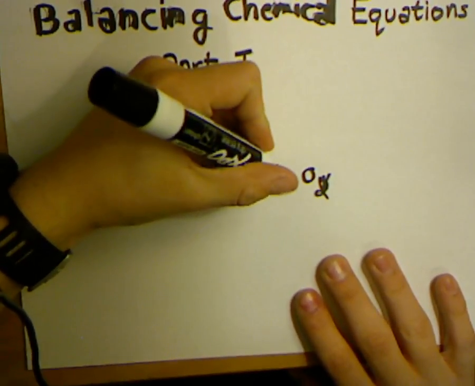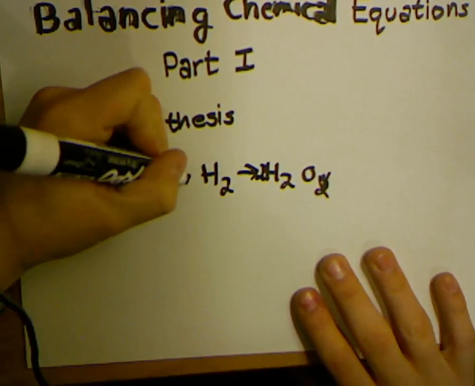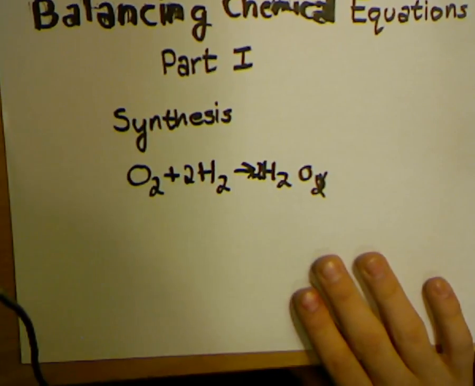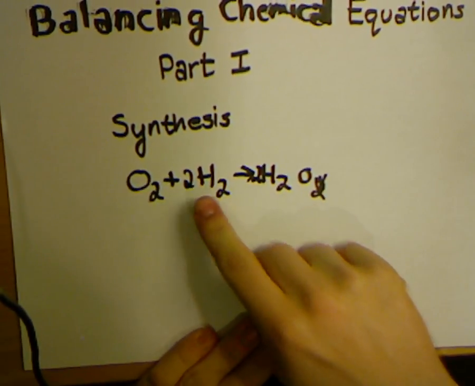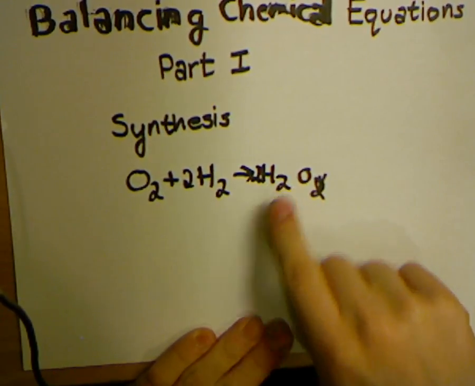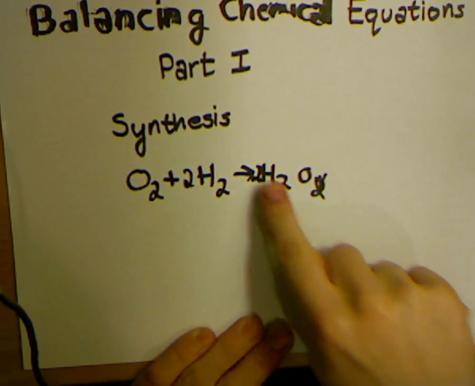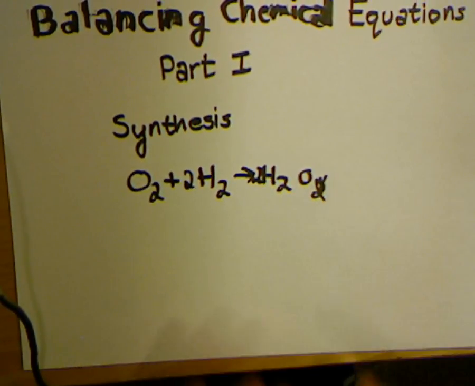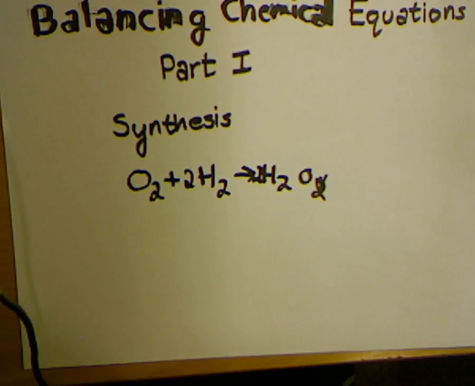So now we have 4 hydrogens and 2 oxygens. Now we can put a 2 here. So now we have 4 hydrogens going in, 4 hydrogens coming out, 2 oxygens going in, and 2 oxygens coming out. I'm going to show you how I got all this with a couple examples.